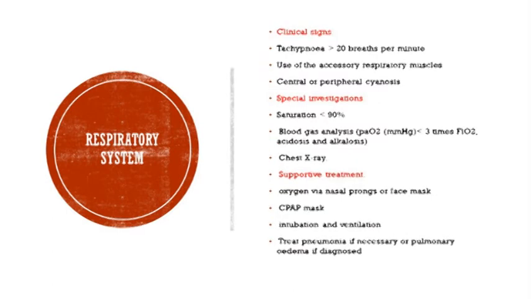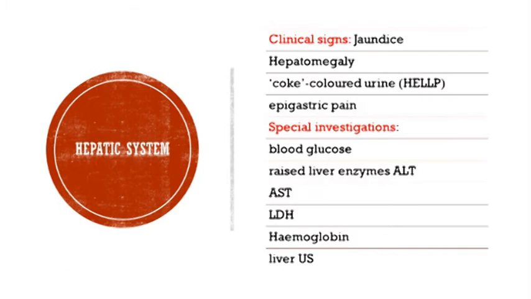Clinical signs of respiratory failure include increased respiratory rate above 20, the use of accessory muscles, and central or peripheral cyanosis. Special investigations would include basic SATs less than 90%, a blood gas, which can reveal a respiratory acidosis or an alkalosis, and a chest X-ray. Supportive treatment includes oxygen via nasal prongs or face mask or CPAP, or if needed, intubation and ventilation. If there is a pneumonia, it is treated, and if there is pulmonary edema, it is treated.